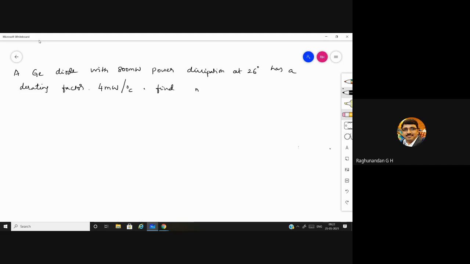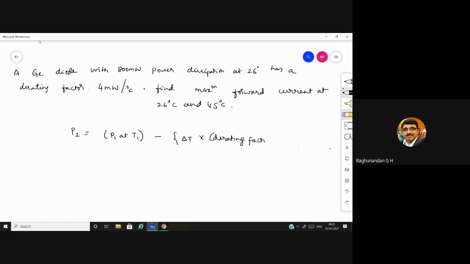Find the maximum forward current at 26 degrees Celsius and 45 degrees Celsius. So yesterday I forgot to tell one equation for the power dissipation. It is P2 is equal to P1 at T1 minus delta T into derating factor. This is the formula. It is there in the theory part of power dissipation only.